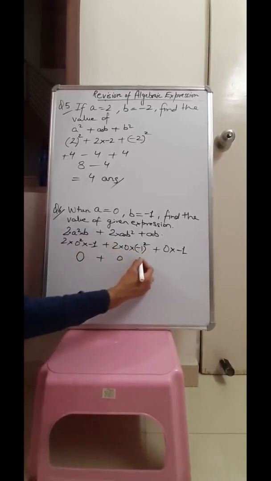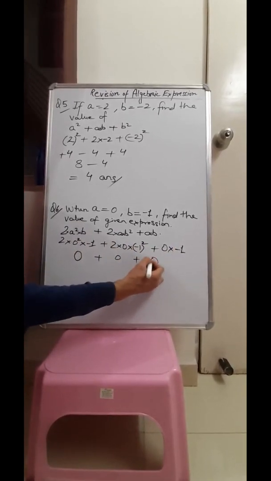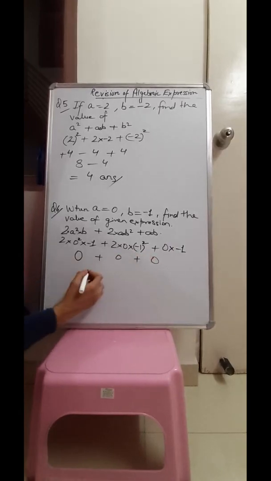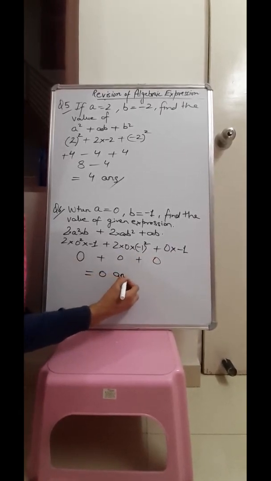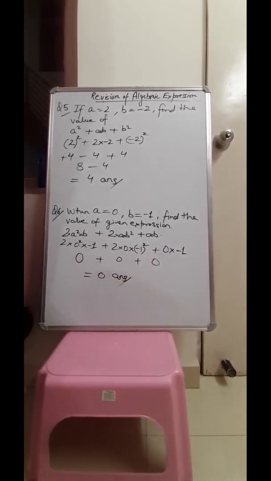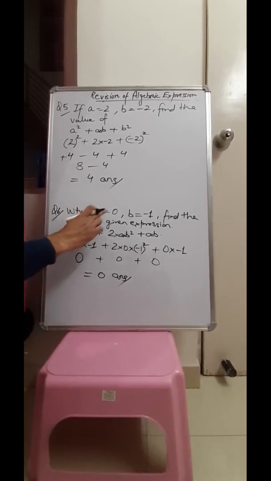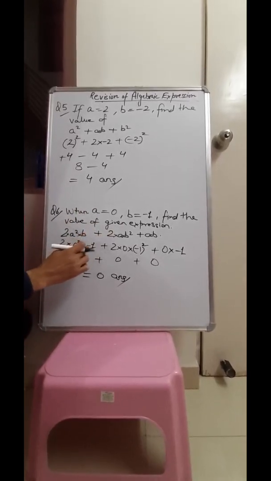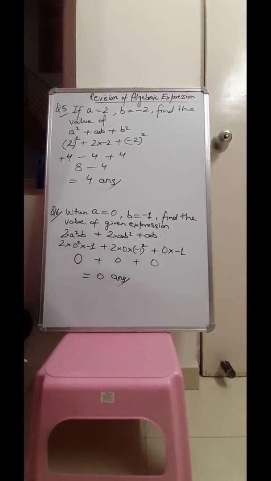And last, 0 multiplied by -1 also gives you 0. So 0 plus 0 plus 0 gives you 0. So here the answer is coming 0. So first I have put the value of a and b, and after putting the value of a and b, the answer will come as 0 only.